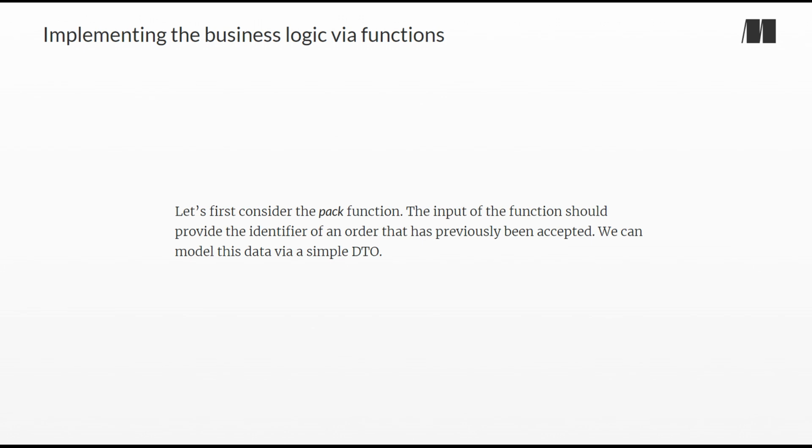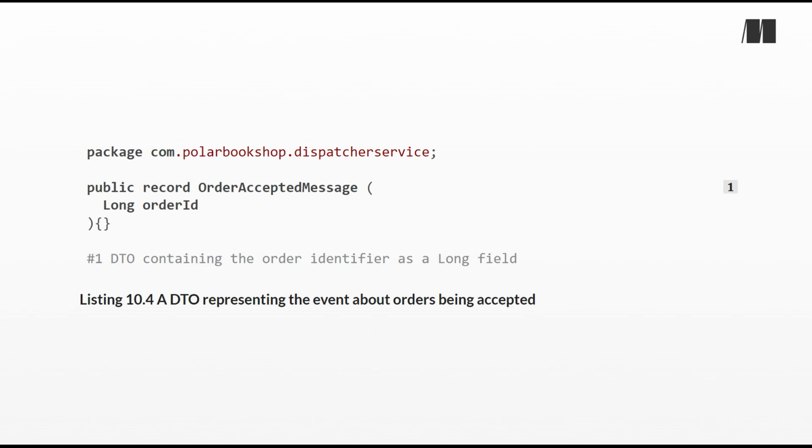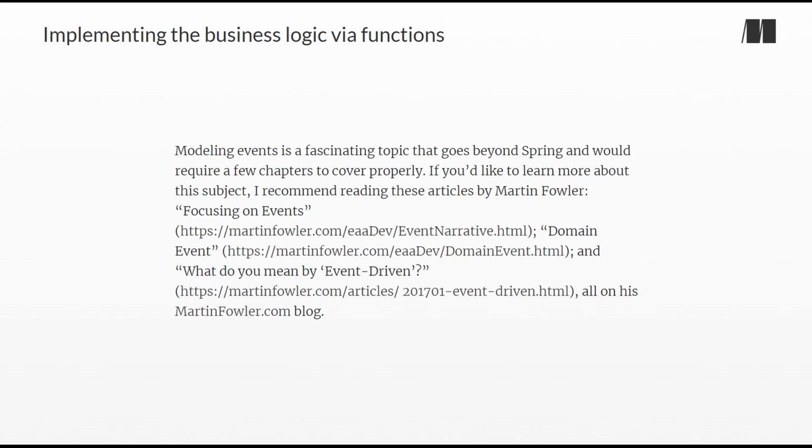The input of the function should provide the identifier of an order that has previously been accepted. We can model this data via a simple DTO. In the com.polarbookshop.dispatcherservice package, create an OrderAcceptedMessage record to hold the order identifier. Listing 10.4. A DTO representing the event about orders being accepted. Note: modeling events is a fascinating topic that goes beyond Spring and would require a few chapters to cover properly.